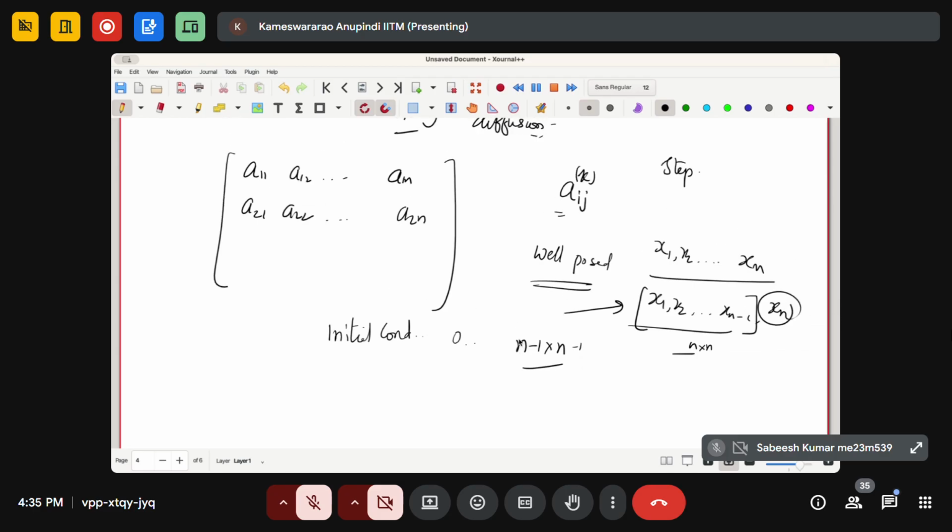In terms of partial pivoting and complete pivoting, the concept is clear, right? Yes, sir. Okay. How we are exchanging and stuff like that. Okay.